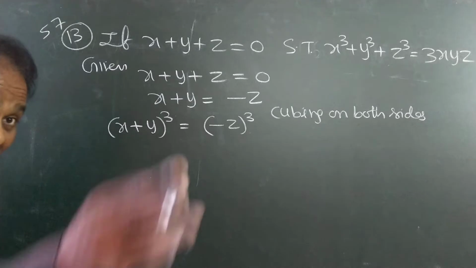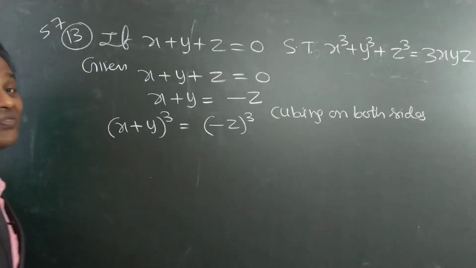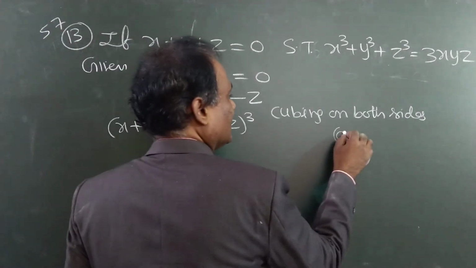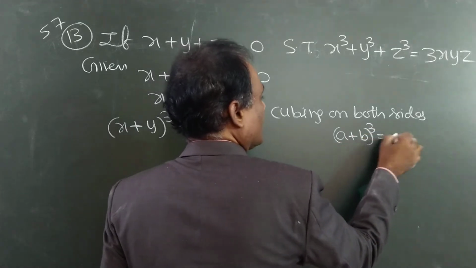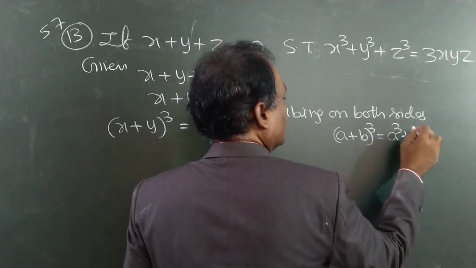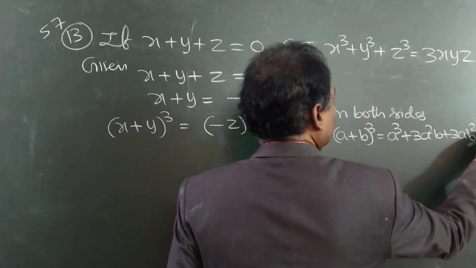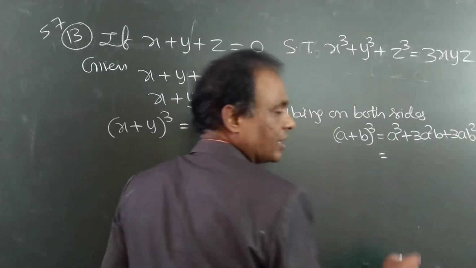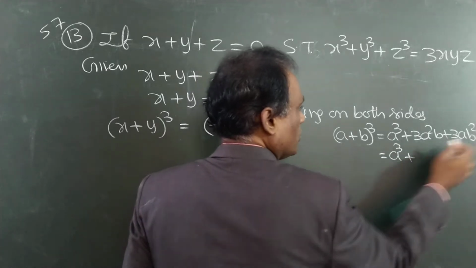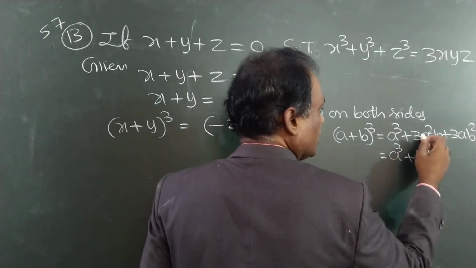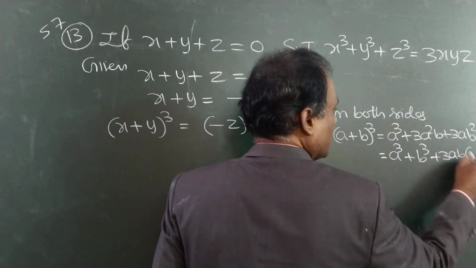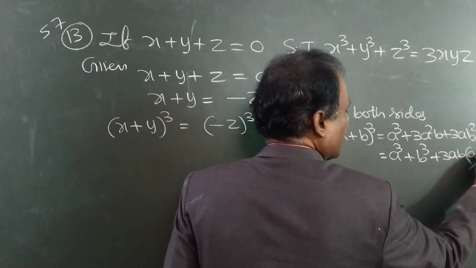Cubing. Now see, the a plus b whole cube formula. What is the a plus b whole cube formula? a cube plus 3a square b plus 3ab square plus b cube. This formula I gave. The same can be written as a cube plus b cube, and in the other two terms if I take 3ab common, another a plus b. Both ways I gave the formula.